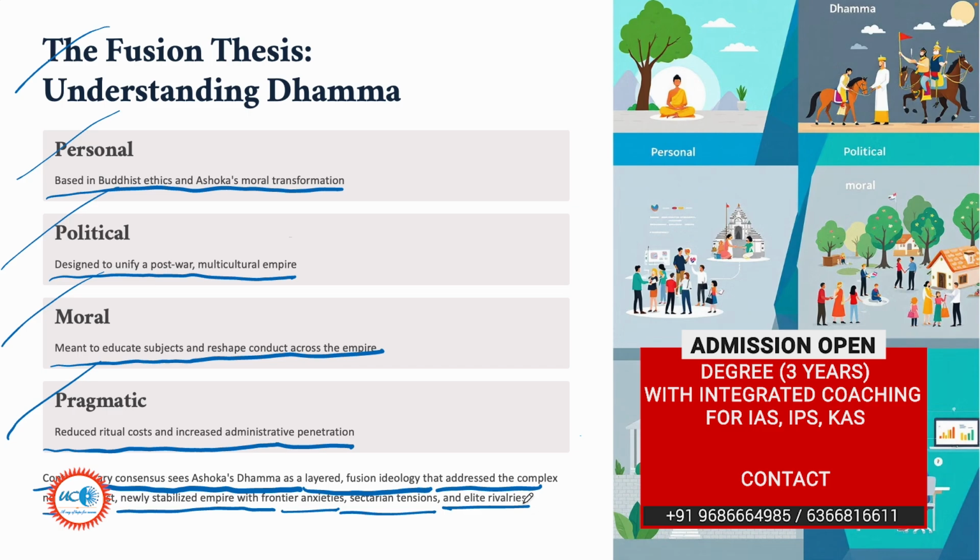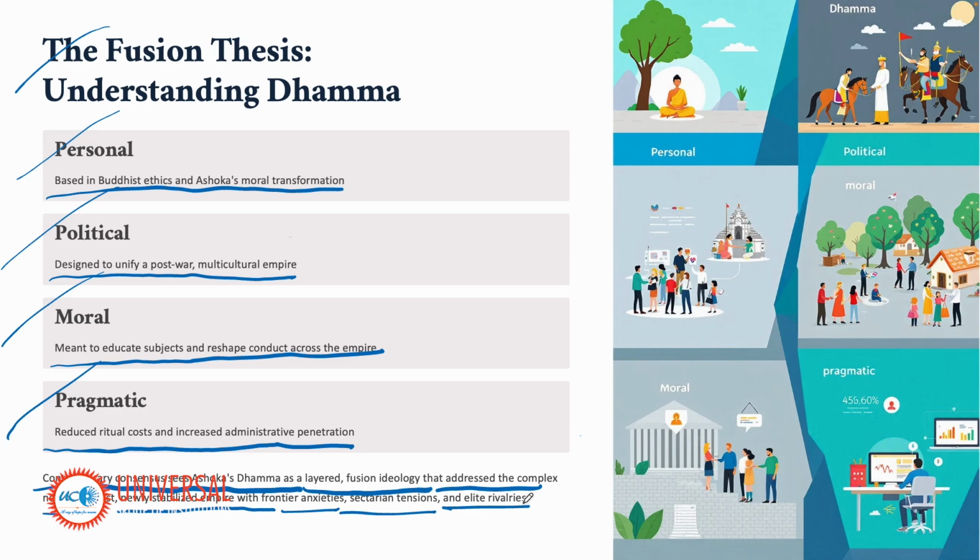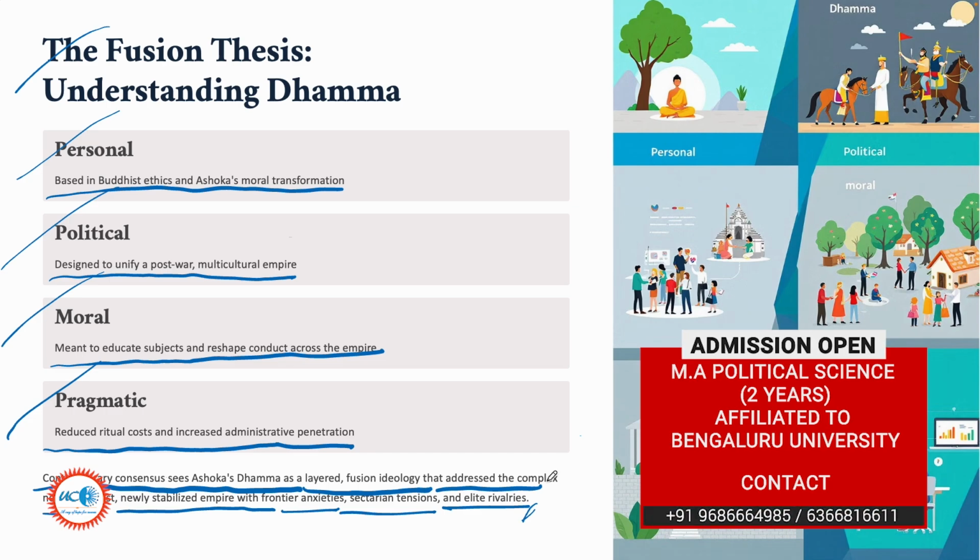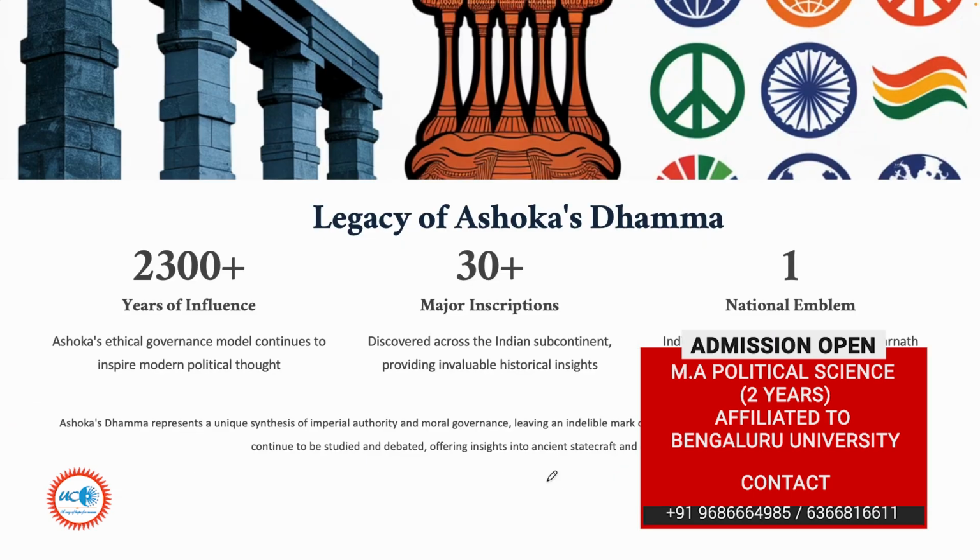Frontier anxieties, because you have stretched the empire, the political extension is so huge that you want to secure your empire, and Dhamma is basically giving you a leverage. Sectarian tensions: you want to stop all sorts of sectarian clashes through Dhamma. And elite rivalries coming from the influential group of people. If you propagate one moral code, you'll be able to neutralize the differences. So these are the political and critical understandings of Ashoka's Dhamma from a neutral point of view.